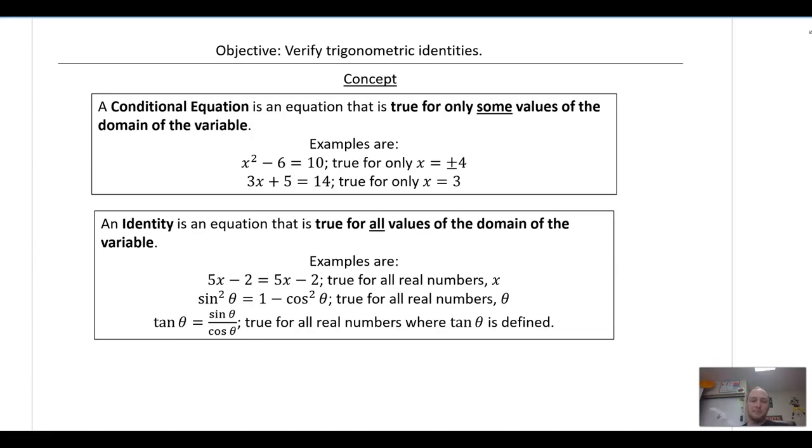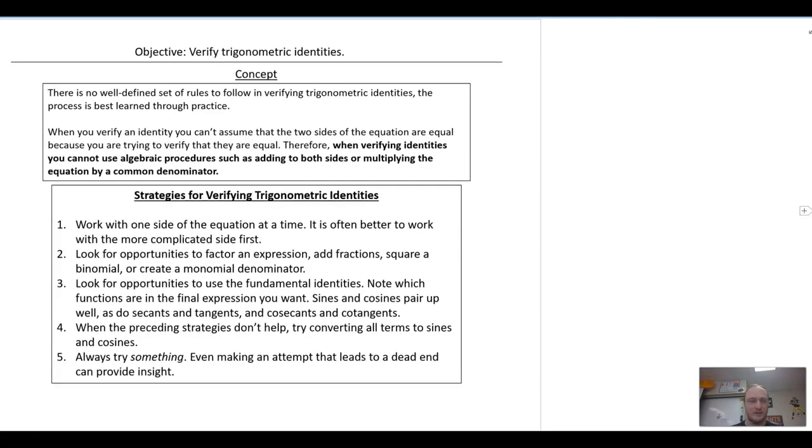Well, an identity is true for all values of the domain variable, okay? So it's equivalent no matter what. Some examples here are 5x minus 2 is equal to 5x minus 2. Doesn't matter what I plug in for x, that's always, always, always true. Same with the Pythagorean identities. Sine squared theta equals 1 minus cosine squared theta. That's true for all real numbers theta, okay? And same for tan theta is equal to sine theta over cosine theta. I think you get it.